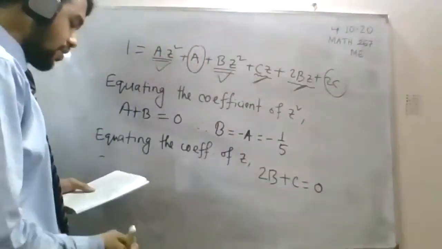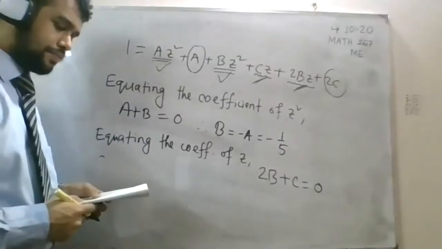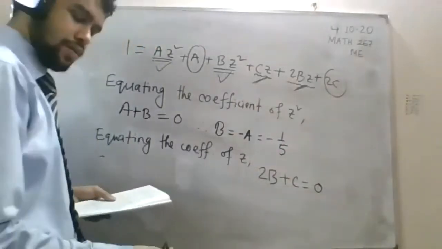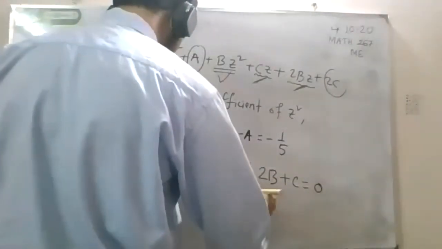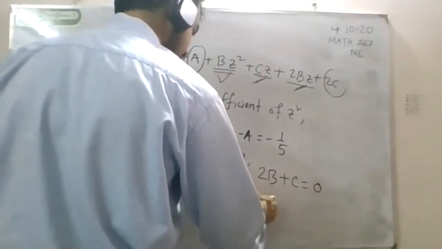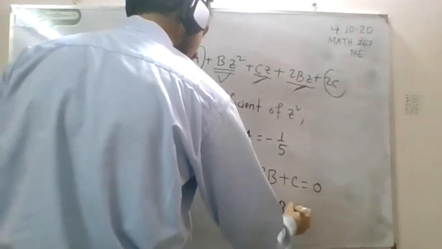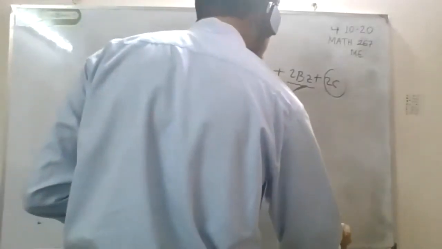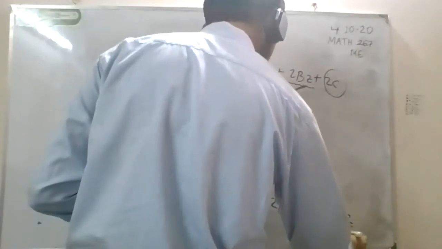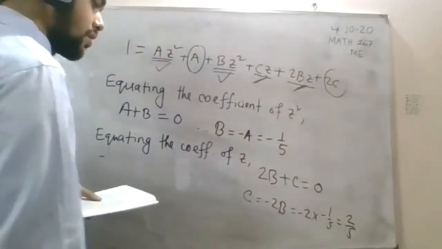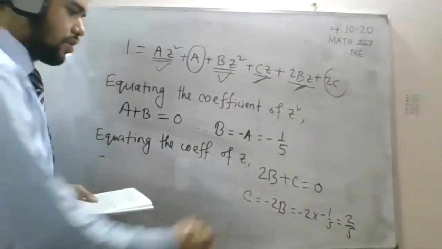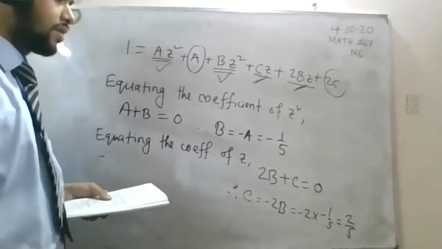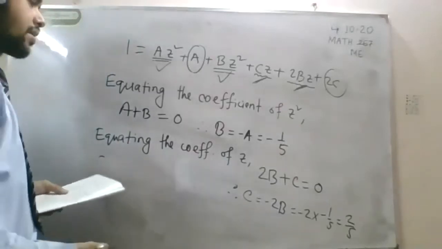So what is the value of b? Minus 2/5, sir. So here c will be minus 2b, and also minus 2 into b is minus 1 by 5. So you can say this is 2 by 5. Okay, so here c equals 2 by 5, a equals 1 by 5, and also b equals minus 1 by 5.